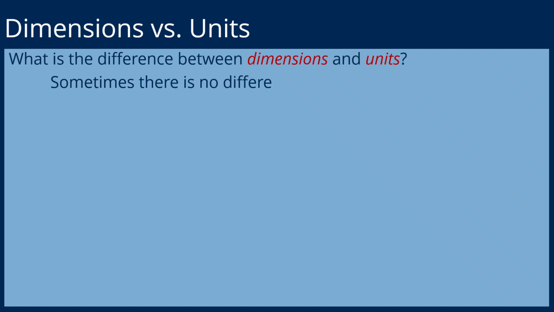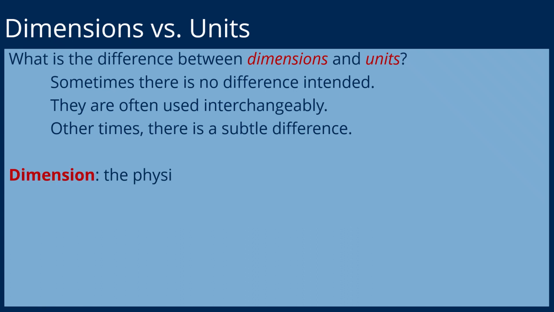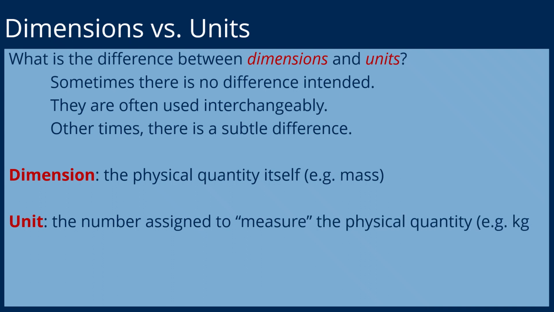Sometimes there is no difference that we intend, which means dimensions and units are often used interchangeably. However, other times we do want to make a distinction, and that is the purpose of this slide. For dimensions, the dimension is the physical quantity itself, for example, mass. Units, on the other hand, is the number we assign to the physical quantity in order to measure it, for example, kilograms for mass.